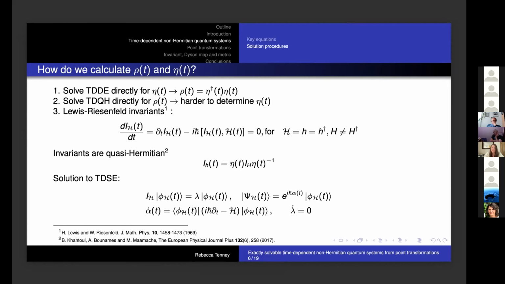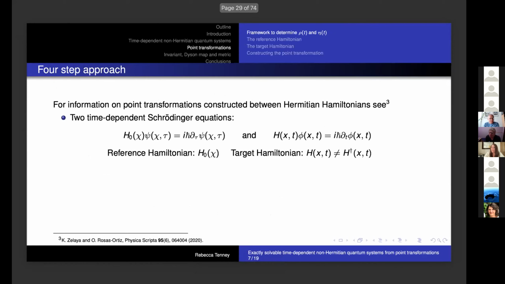So we wanted to find a way to bypass that need for the ansatz for the invariant. And to do that, we wanted to use point transformations. Point transformations are usually used to find solutions to partial differential equations in terms of the solution of another partial differential equation. And recently in this paper here, they've been used to look at Hermitian time-dependent Schrodinger equations. So in this paper, they found the solution to the time-dependent parametric oscillator by constructing a point transformation between that system and the time-independent stationary harmonic oscillator. And they got all the solutions from it.